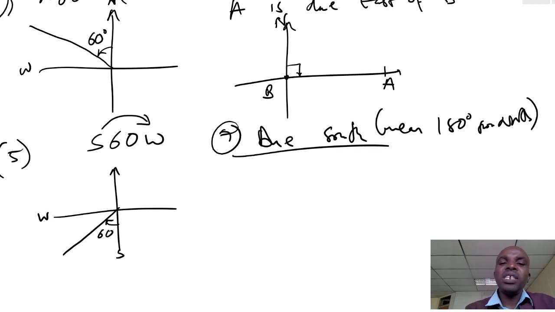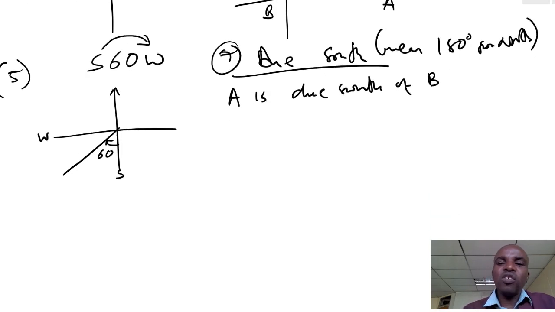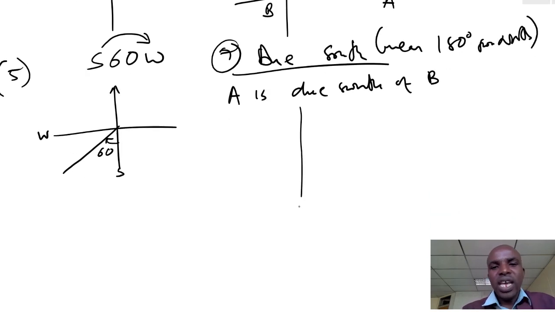That's what due south means. If I can say A is due south of B, then A will be somewhere here. My from point is B, and A is due south, which means 180 degrees. So A will be somewhere on this line.